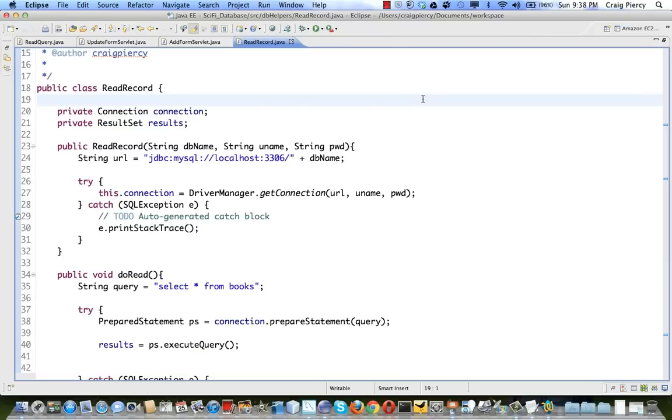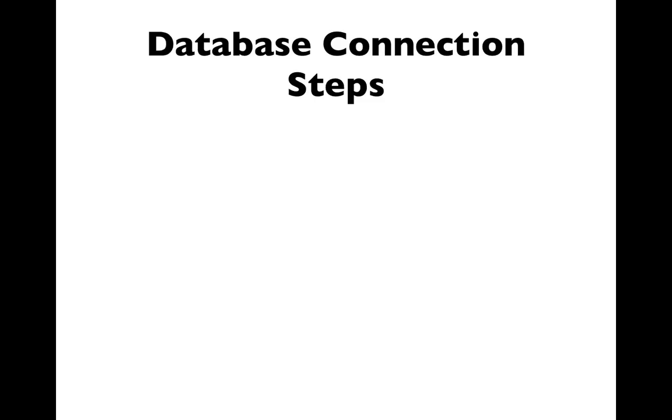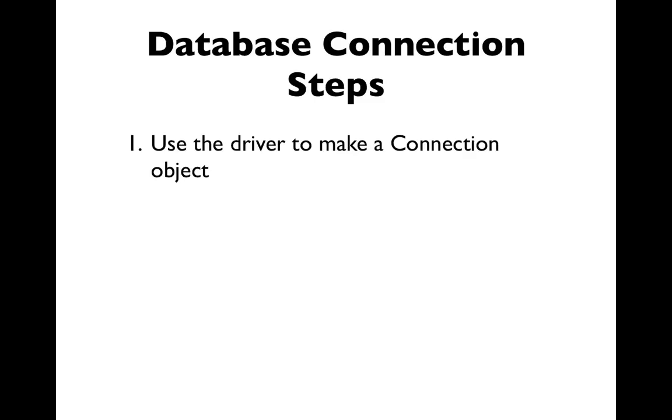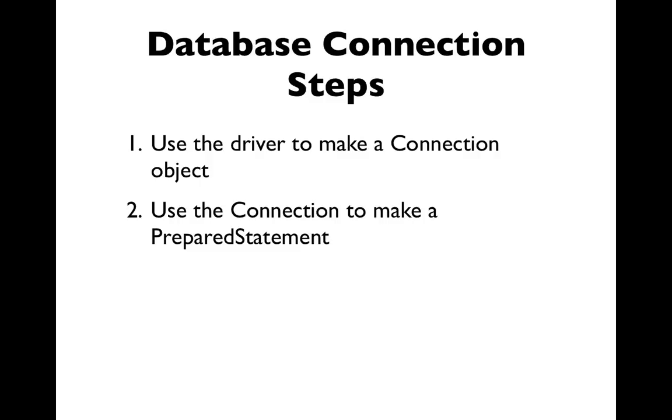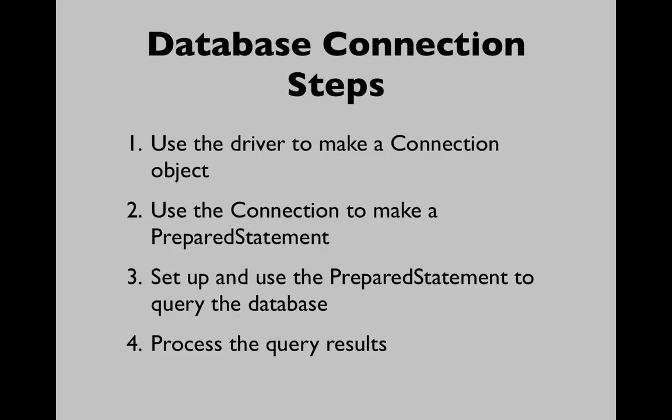Here we are in the read record. Before we edit this, let's review the steps necessary for making a query. Anytime we want to do something against the database, we need to use the driver to make a connection object, use the connection to make a prepared statement, set up and use the prepared statement to query the database, and finally process the query results. In this case, we're going to do all of these. Processing the query results, we'll take the query results from a select statement and we'll make a book object.